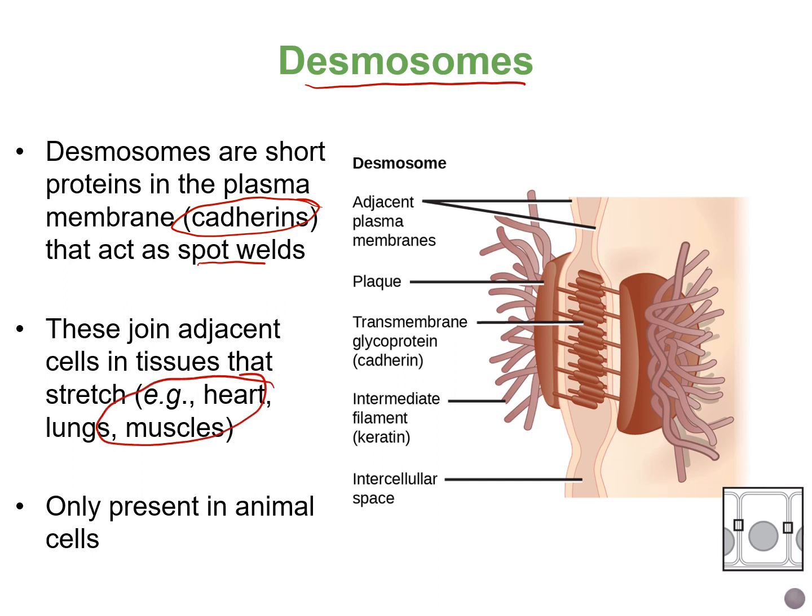If I have a cell here and another cell here, I want to make sure that they don't accidentally split apart from one another. We also see very stable proteins like keratin that was found in those intermediate filaments. And again, these are only found in animal cells, not in plant cells.